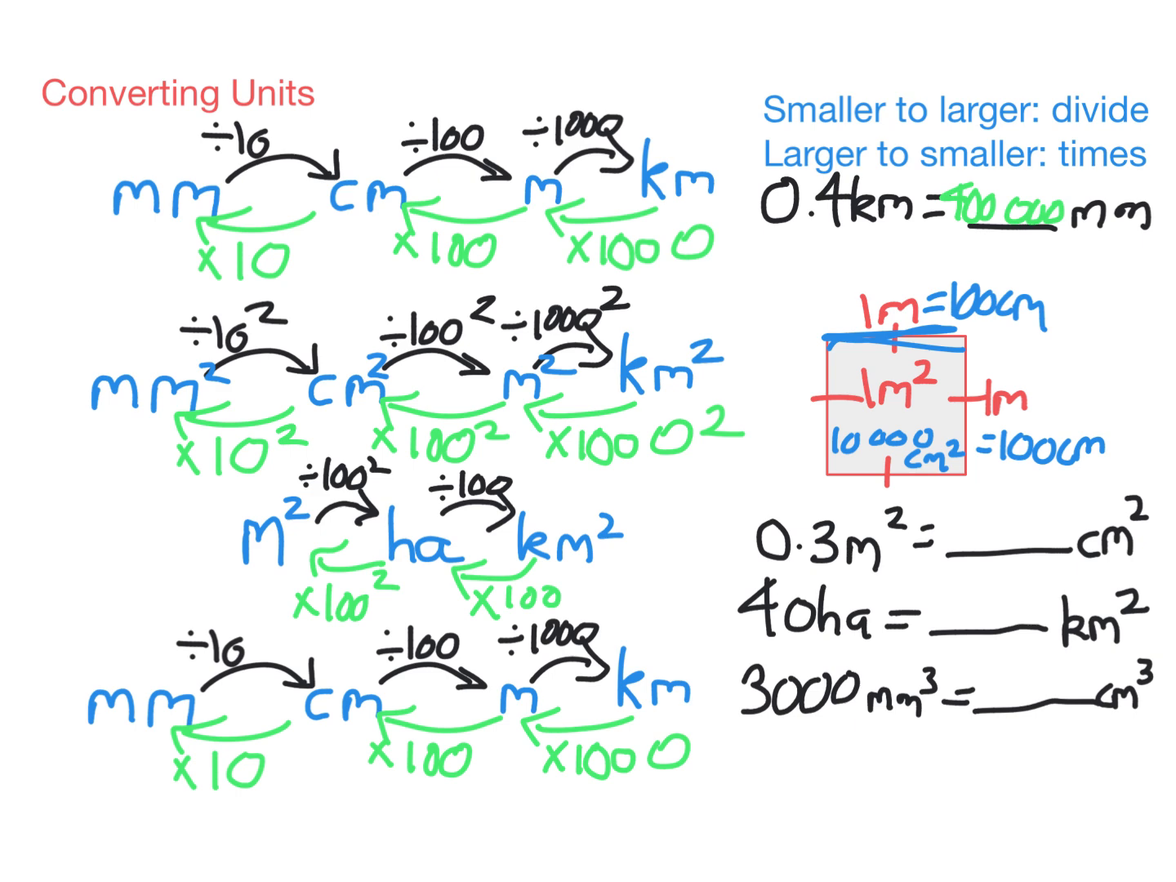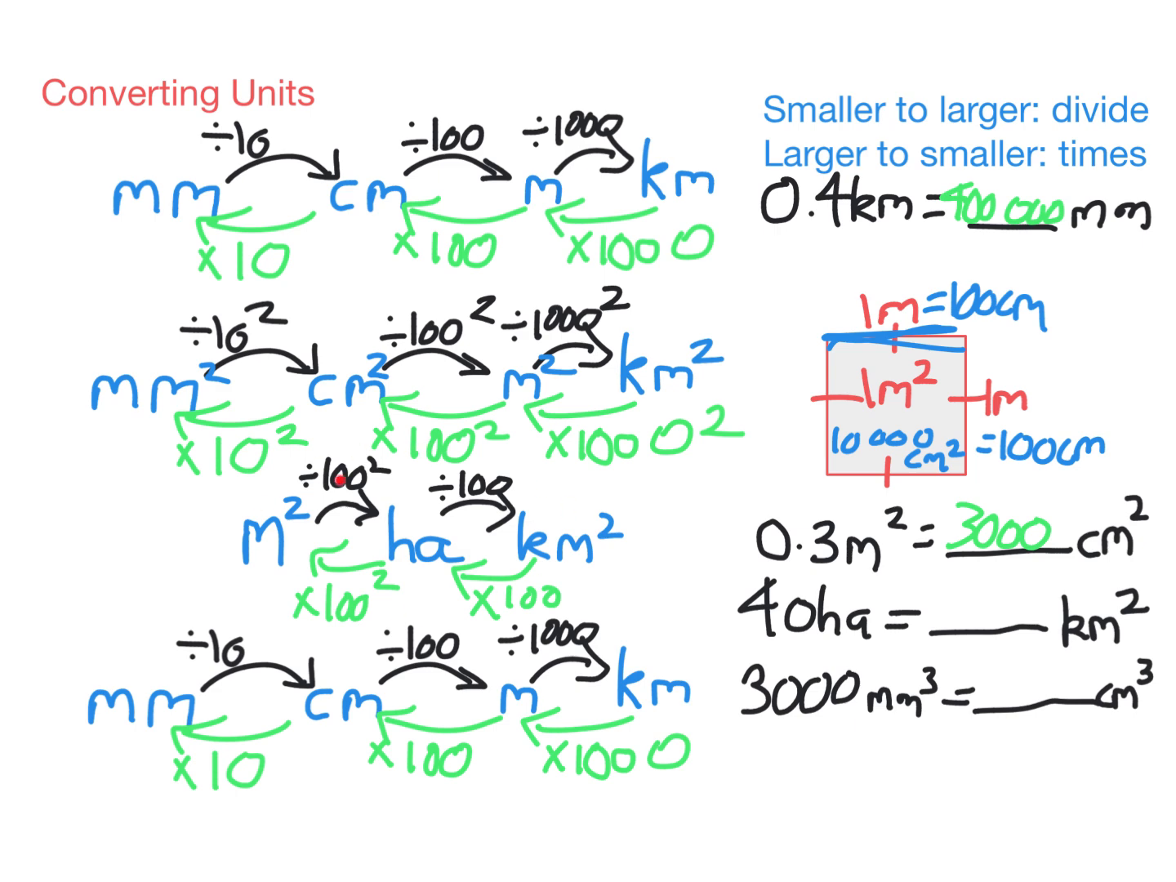So for example, if you have 0.3 meters squared and you want to convert to centimeters squared, follow this chart. We're in meters squared, we want to go to centimeters squared, we times by 100 squared. So 0.3 times 100 squared is actually 3,000. 0.3 meters squared is 3,000 centimeters squared. This rule about going from smaller to a larger you divide, that still works when you are converting square units.